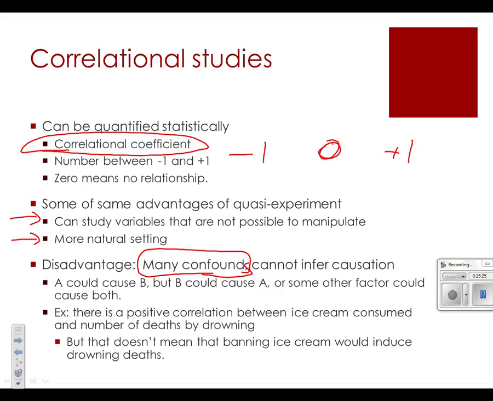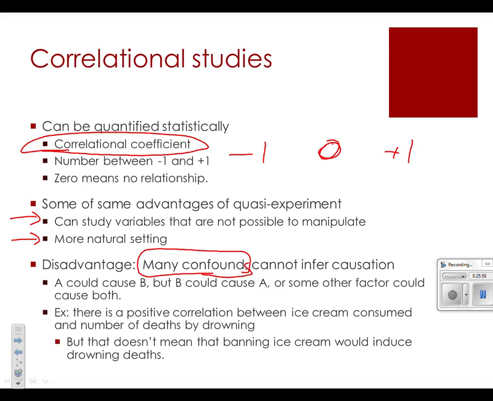Of course, the reason that ice cream consumption and drowning correlate is because they're both related to temperature. The hotter it is outside, the more people eat ice cream. The hotter it is outside, the more people go swimming, and unfortunately, the more people go swimming, the better likelihood there is that someone will drown. So in this case, both of those variables are related to a third factor, temperature.